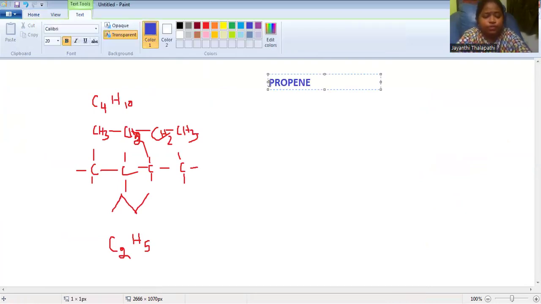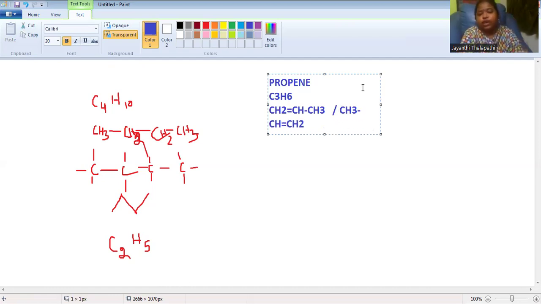Propene general formula: C3H6, right? So how to show the structural formula here? CH2 double bond CH single bond CH3, or you can also show CH3 single bond CH double bond CH2. You can also show it like this.